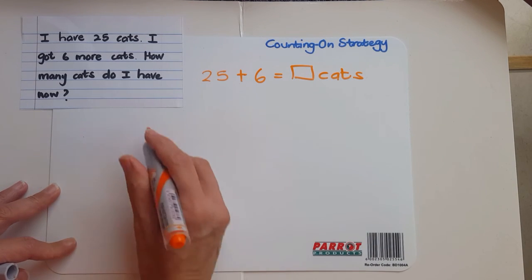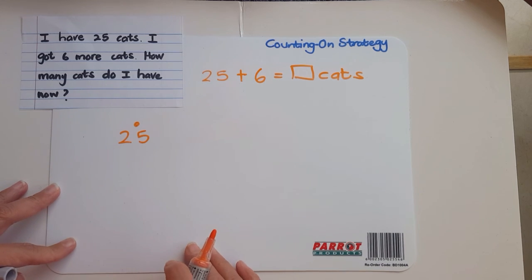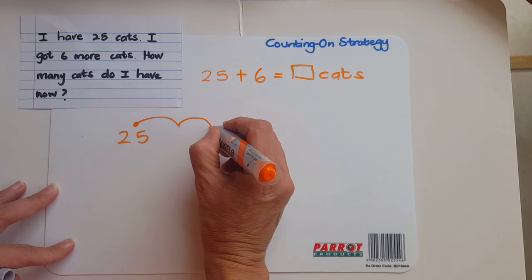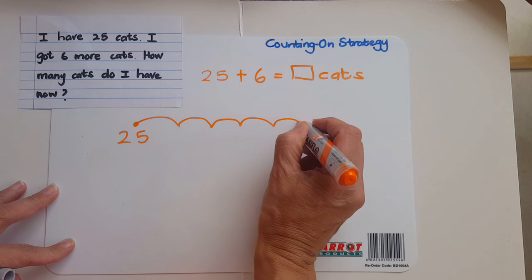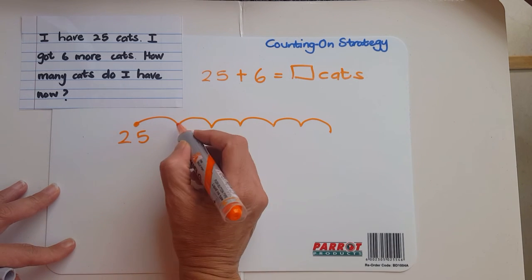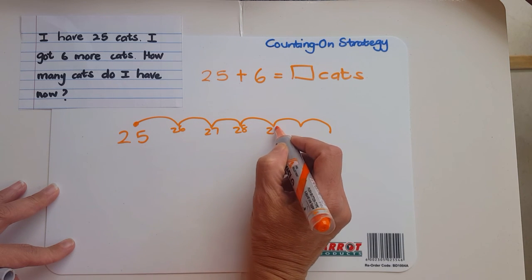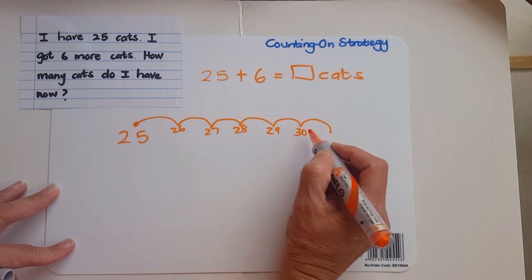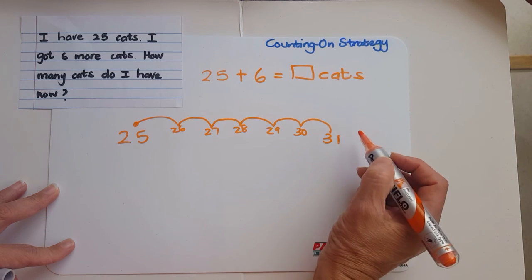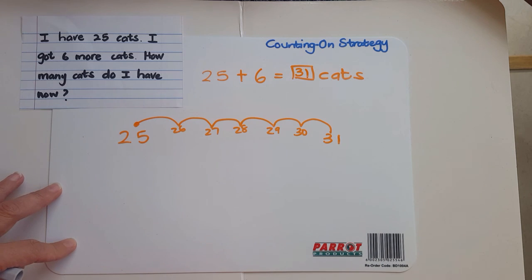So I need to solve. So I've got 25. Now I need to add 6 more. So 1, 2, 3, 4, 5, 6. That's the counting on strategy. So 25, 26, 27, 28, 29, 30, 31. And my sum or my solution is 31 cats.